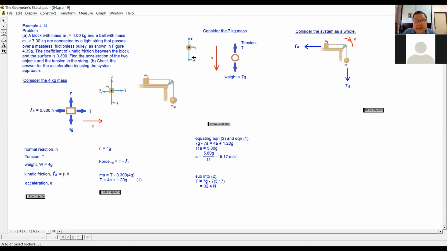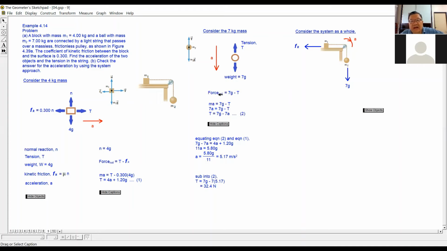So I change this m to 7. So the weight is actually 7g, because the mass is 7 kilograms. Okay, right. So the two forces are the tension in the string and the weight of the object. As a result of these two forces, there is a net force that will cause this object to accelerate.